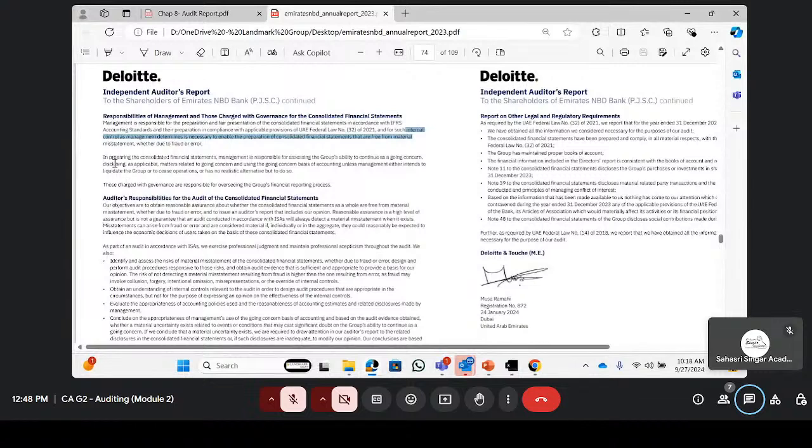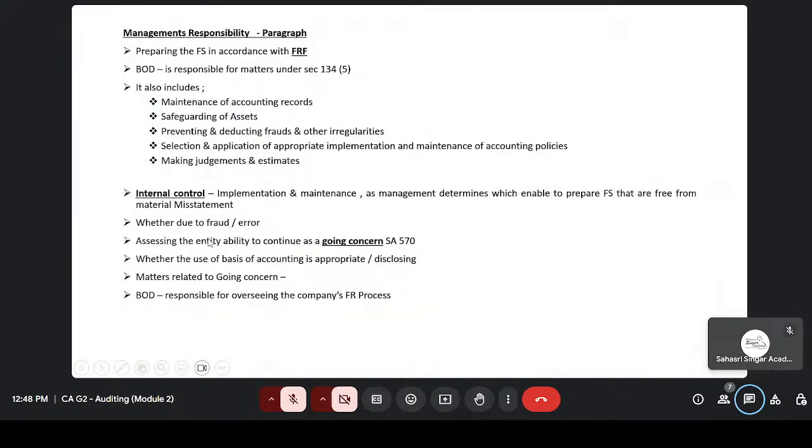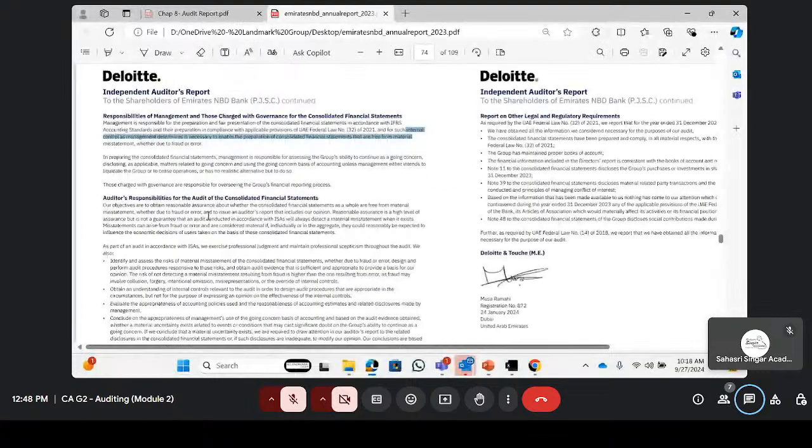And next one is, in preparing the financial statements, management is responsible for assessing the group's ability to continue as a going concern. See, assessing the ability to continue as a going concern, then disclosing applicable matters relating to going concern, and using the going concern basis of accounting unless the management either intends to liquidate the group.